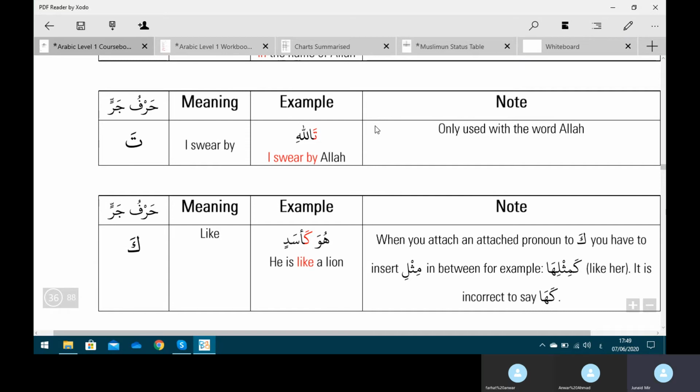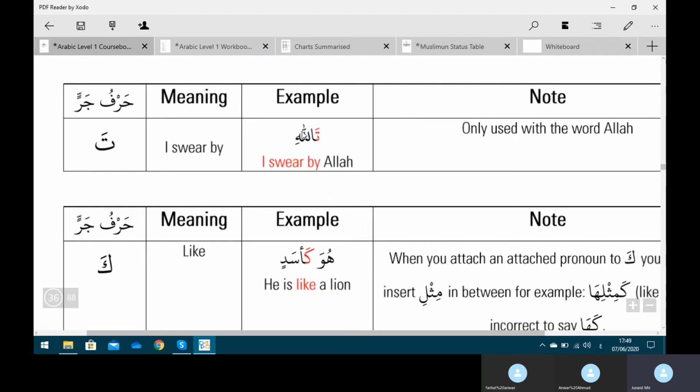Ta is also used to swear by something, but it's only specific for the name of Allah. So you wouldn't say tal asri. Whenever you do a qasam with a ta, you always do it with the name Allah only. So tallahi, for example, and that's the only example you will have with ta. It is specific. You can't use the ta to make a qasam on anything else apart from Allah subhanahu wa ta'ala.